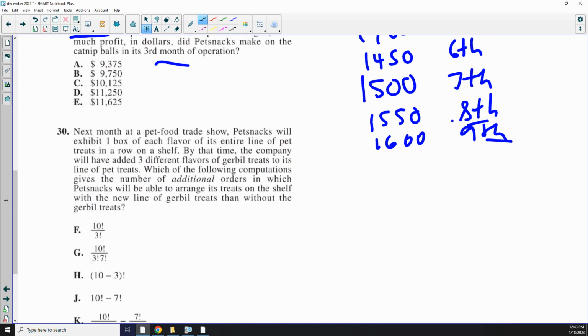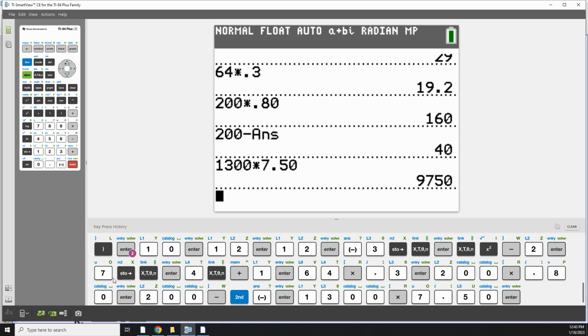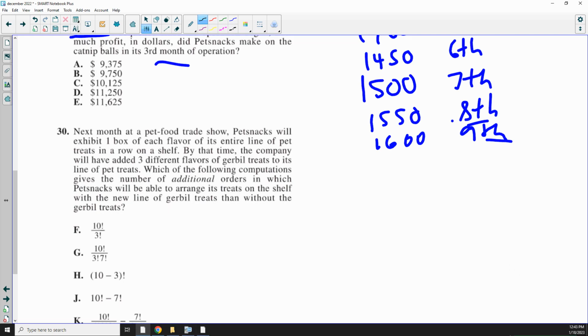and I make a 7.50 profit. So I take the 1,300 and times it by 7.50, right? And I get the answer 9750, which works beautifully on here. It's choice B.